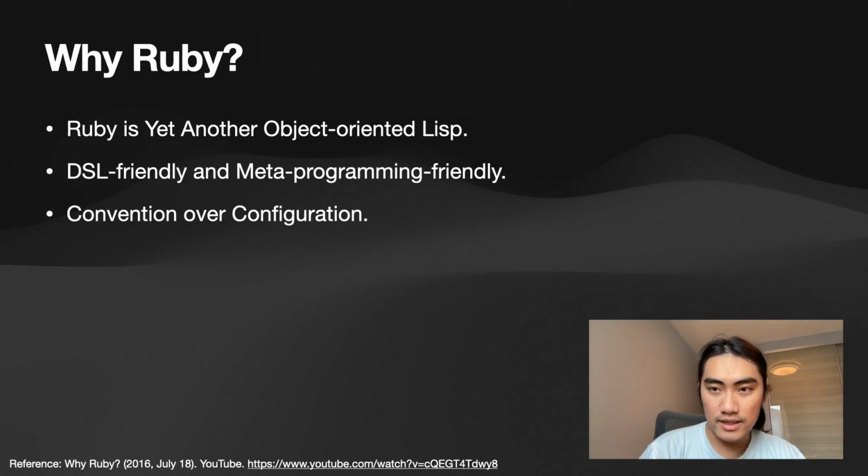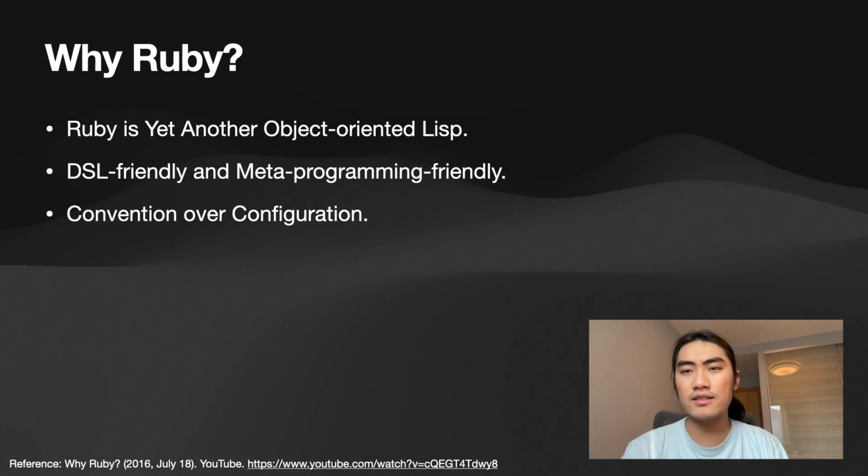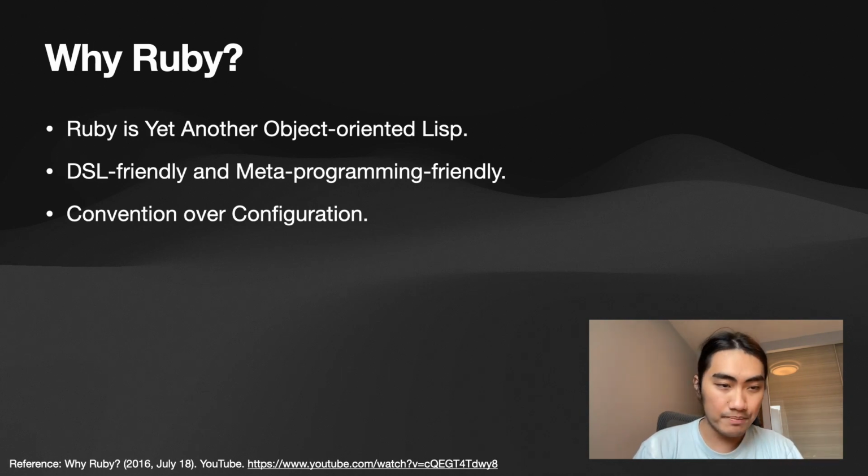"Why Ruby" talk in 2016 by DHH, I think. So Ruby is yet another object-oriented Lisp, and it's very DSL friendly and metaprogramming friendly, and we need to use these kinds of features to hide some of the algorithms and some of the very mathematical things that we do not want to expose to our end developers or end users. And it's convention over configuration.